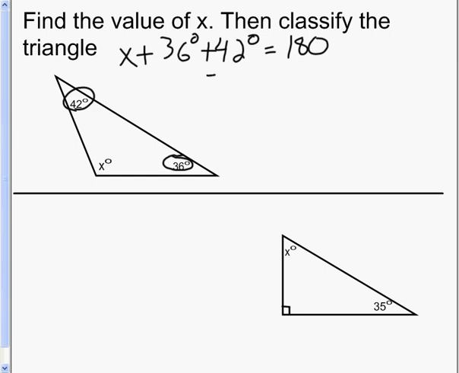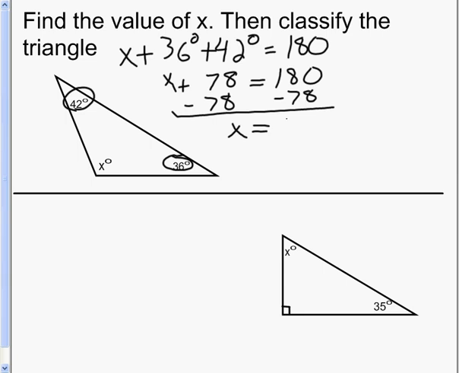36 plus 42 will give me 78. So x plus 78 equals 180 degrees. Subtract 78 from each side, and x equals 102 degrees.